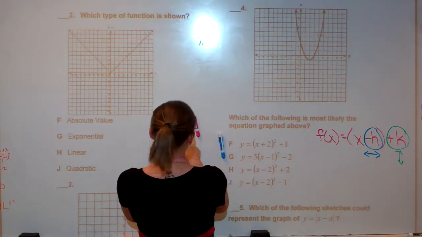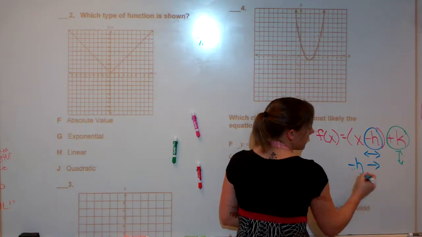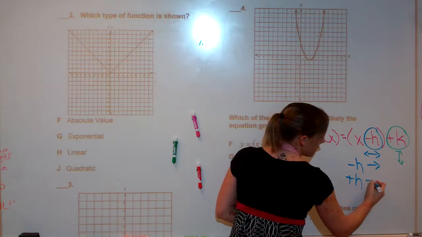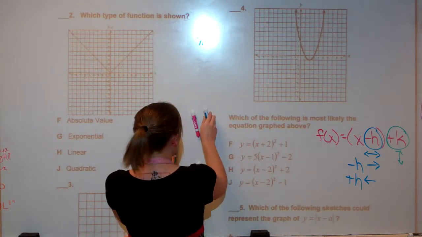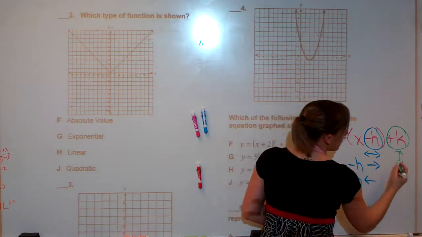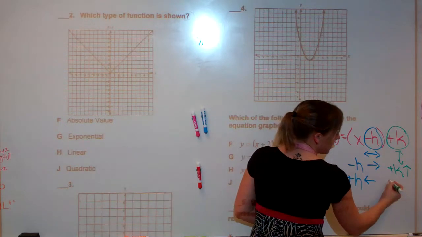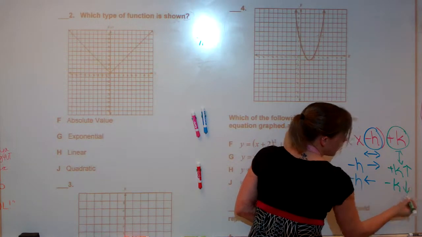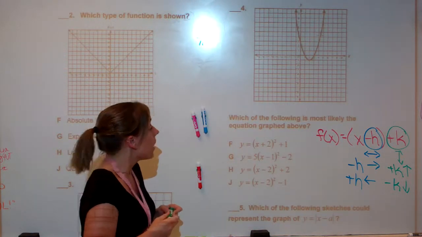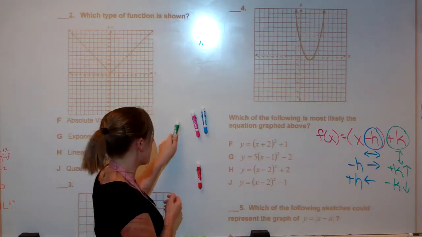So, for example, if it was negative h, it would move to the right, but if it was positive h, it would move to the left. But then the number outside of our grouping was, if it's a positive k, it moves up like you would think, and if it's a negative k, it would move down like you would think. Okay, so that's how you can actually do these in a quicker way if you remember those rules.